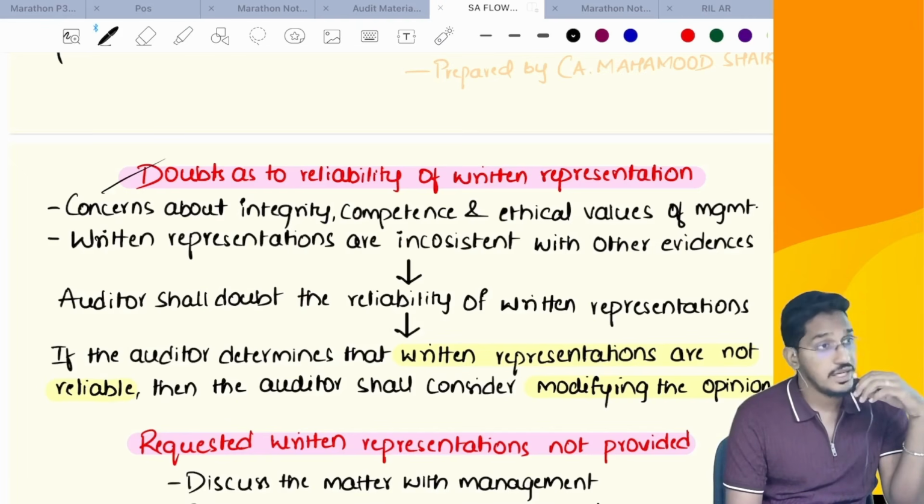And also you should doubt that written representations are not reliable when they are inconsistent with other evidence.